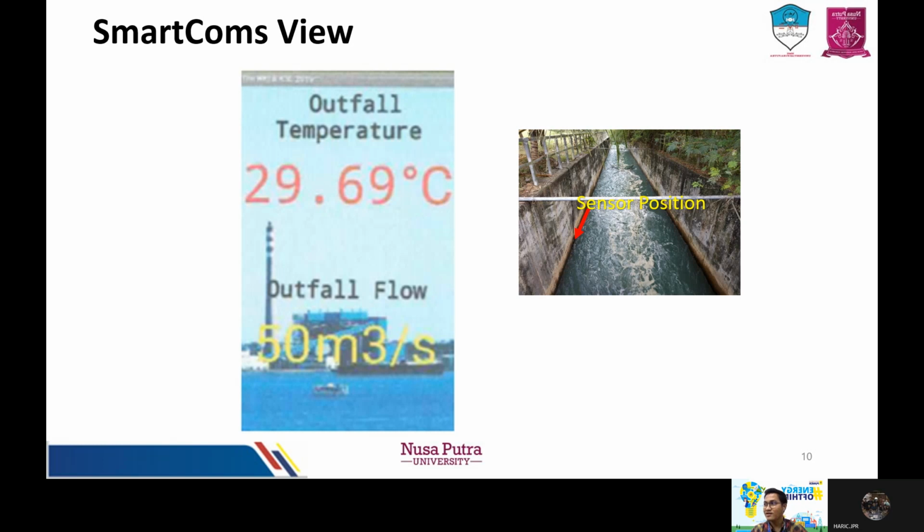SmartCom view. The image below is the final result of the project from the installation of the circuit, the sensor installation, and the user interface display of the application that has been created on the Android smartphone.